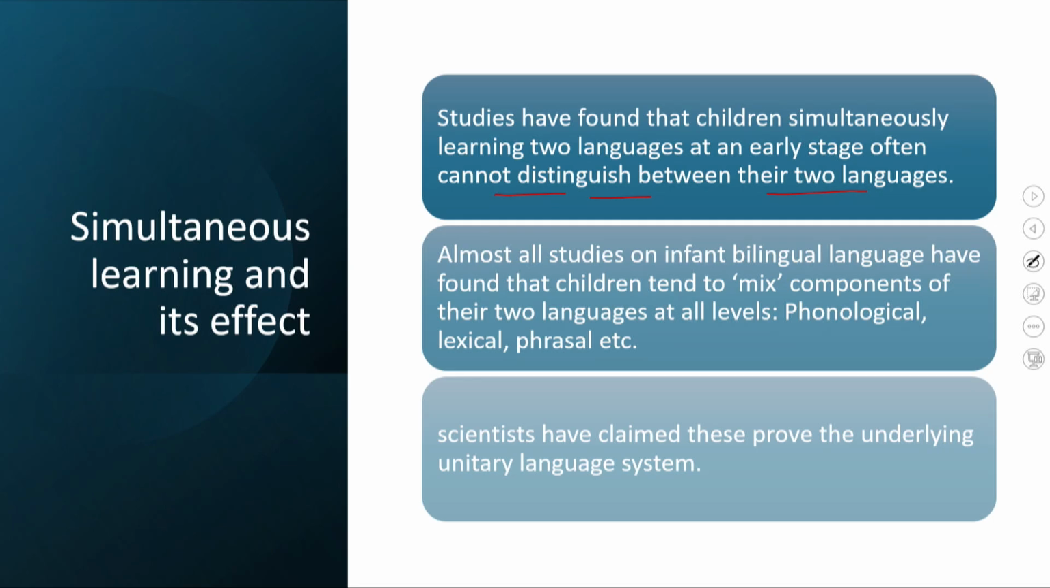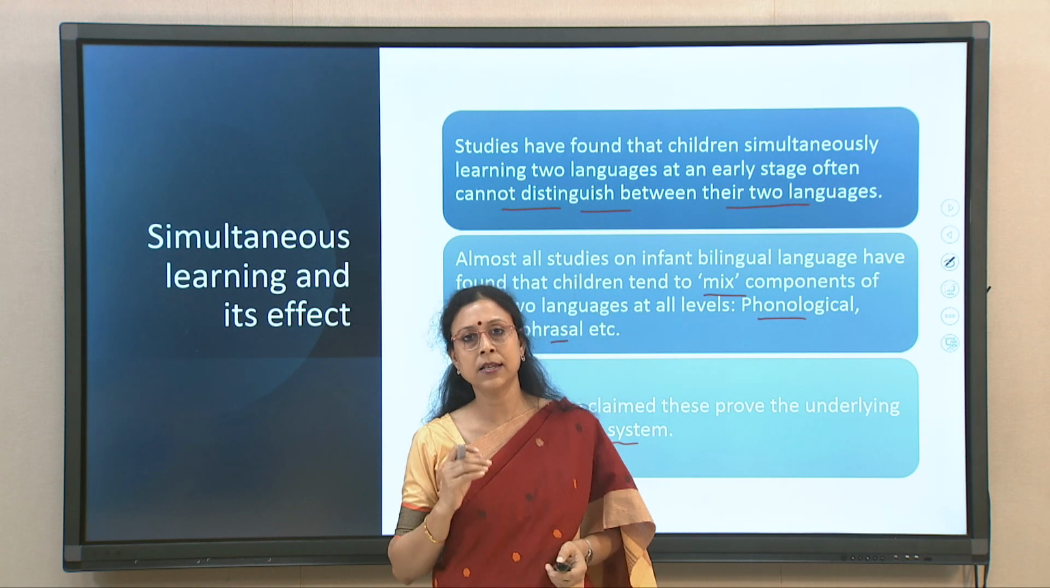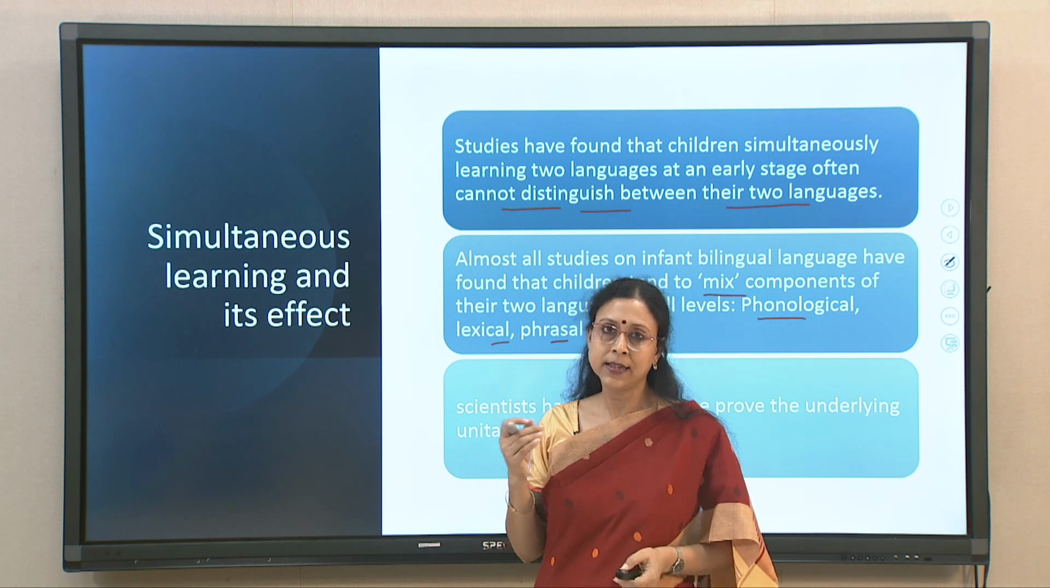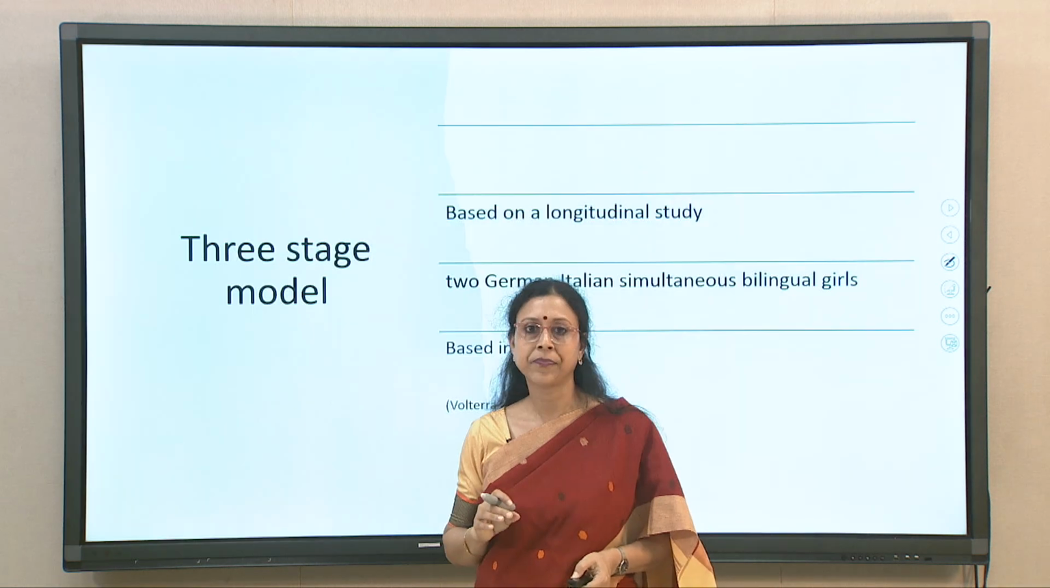So, almost all studies on infant bilingual language acquisition have found that children tend to mix at all levels: phonological, lexical, phrasal, etc. As a result, some researchers, not all, have argued that children in this kind of scenario have what is called a unitary language system. So, initially the system is only one. Even if they are getting input from two different languages, in their mind it is one system.